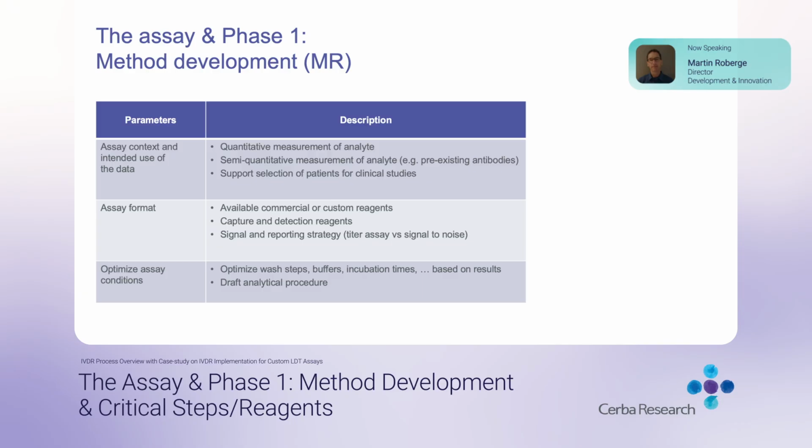We're not going into a lot of details into method development because this is fairly standard, but really the next step is to optimize the assay conditions: capture and detection reagent concentrations, label detection reagent conditions, optimize wash steps, the different buffers, incubation times, and this needs to be done based on results during method development. So it's a series of iterations where you basically run your assay in different conditions and define which are the best conditions. And once you have a good basis for that, you can draft your analytical procedure, which is going to be used for the next steps.